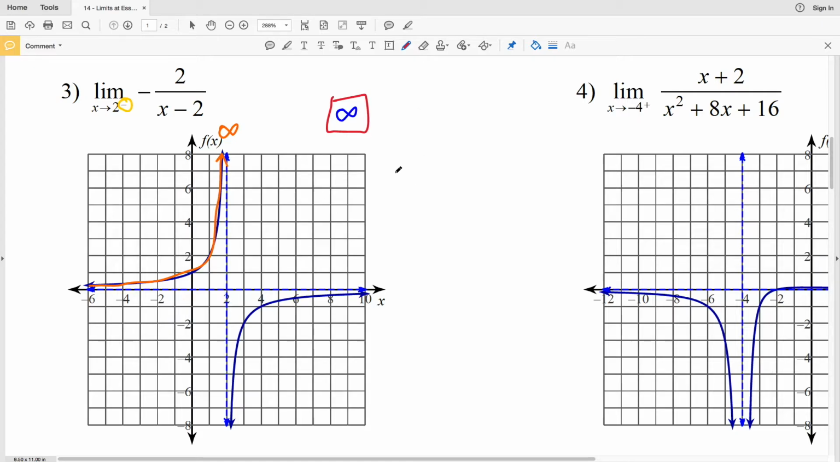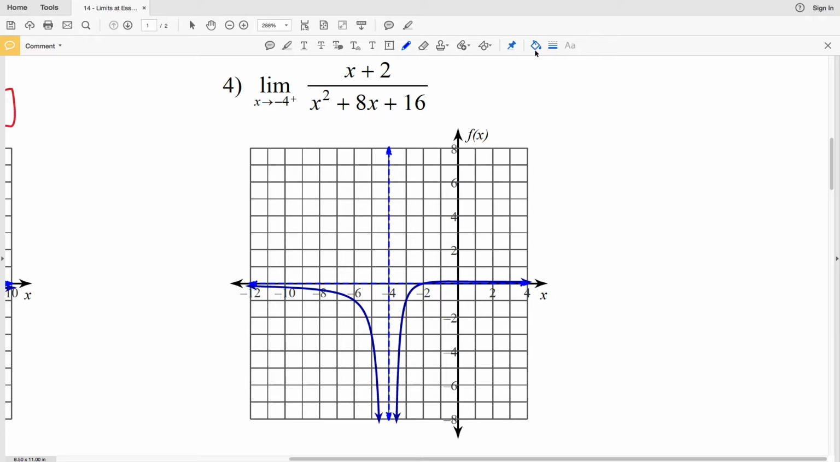Now, if it asked us to find the limit as x approached 2 from the right, that would be negative infinity. And if it asked us for the limit as x approached 2, because infinity does not equal negative infinity, the limit would not exist. But it asked us for the limit as x approached 2 from the left, which is positive infinity.